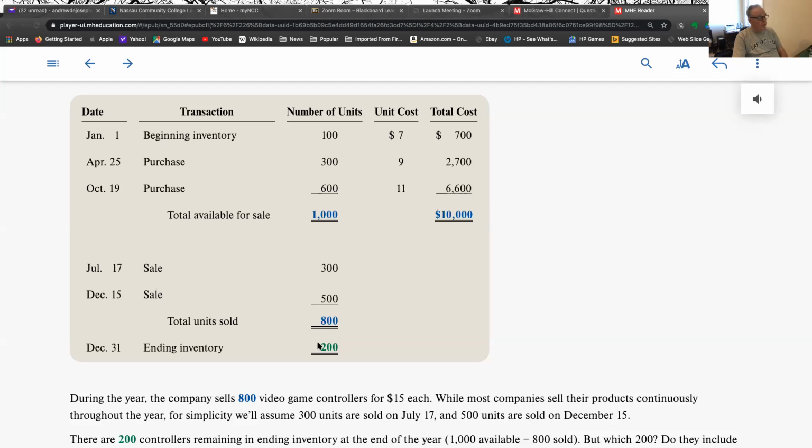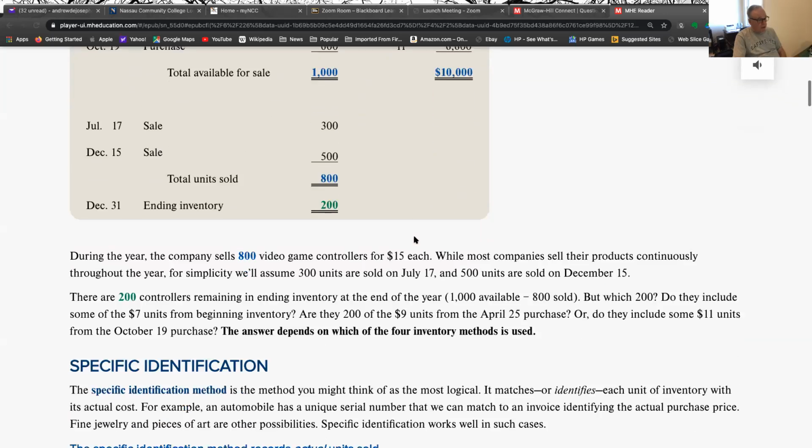Which are the newest 200 units? Which layer did they come from, right? We call these things layers. 1 layer, 2 layer, 3 layers. Which is the newest layer? This one. So the 200 units I have left come from this $11 layer. Well, what's 200 times 11? It's 2,200. So ending inventory is 2,200. What's cost of goods sold? It's 10,000 minus 2,200.